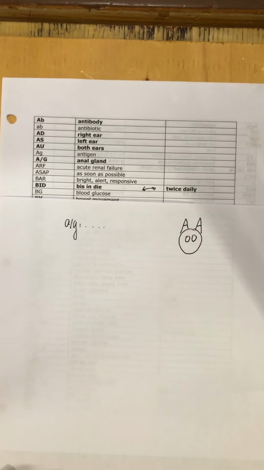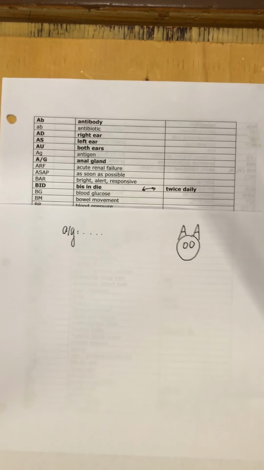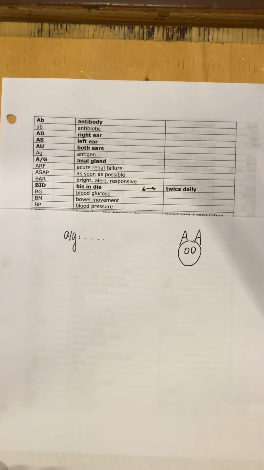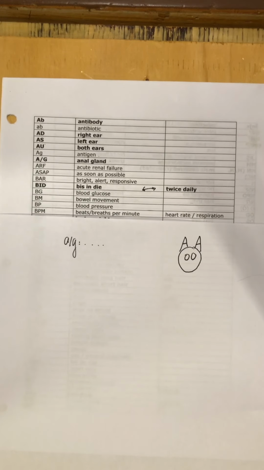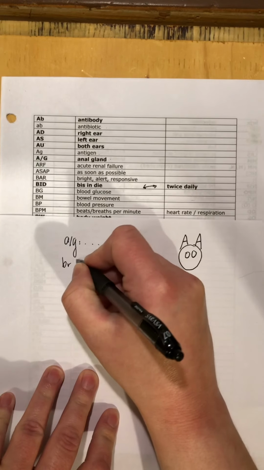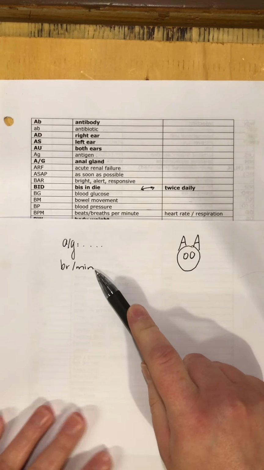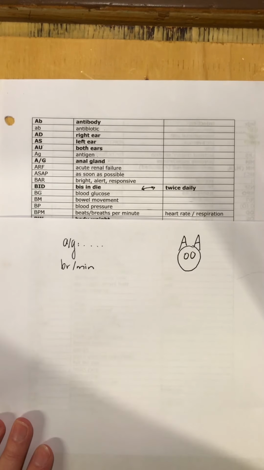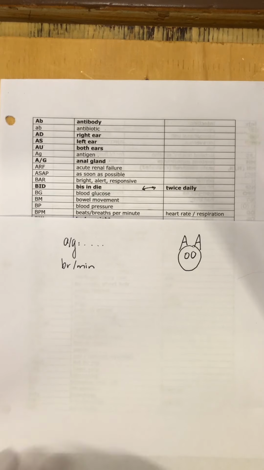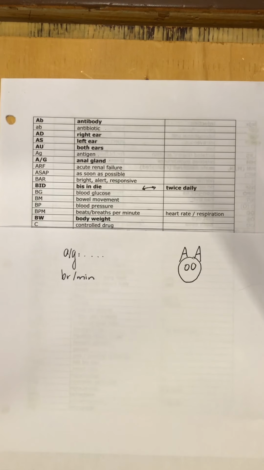BG stands for blood glucose, so that's a blood sugar reading. BM stands for bowel movement, so a poop. BP is blood pressure. I'm sure you've all had your blood pressure taken at the doctor's. BPM stands for beats per minute or breaths per minute. For breaths per minute, I also go breaths per min. This is what I was taught in school, so you will see this too in practice. I think probably a lot of techs use that one because that's what we're taught in school. So breaths per minute or BPM. BW stands for body weight, so that's just the weight of the pet.